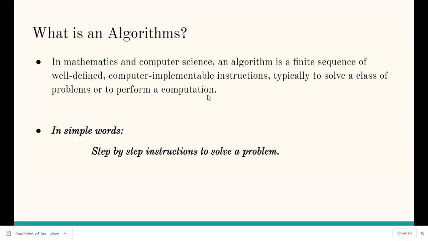Before we dig into Big O notation, we should know what exactly an algorithm is. In mathematics and computer science, an algorithm is a finite sequence of well-defined, computer-implementable instructions, typically to solve a class of problems or to perform a computation, right? This is the bookish definition. In simple words, an algorithm is a step-by-step instruction to solve a problem. So now we know about algorithms. Let's move to Big O notation.